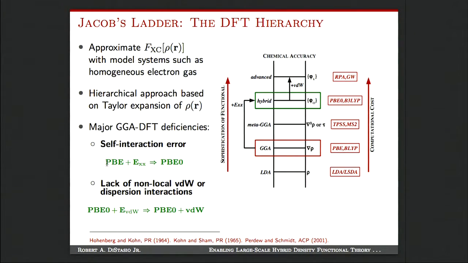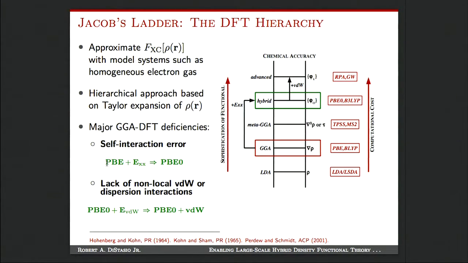So the first step is to add in the gradient information. At least that's telling you how the density is changing. These are the so-called generalized gradient approximations, like PBE in physics or BLYP in chemistry. This is one of the most popular ones. And of course, you can keep going along those lines, adding in second derivative information to get the meta-GGAs, and so on and so forth.